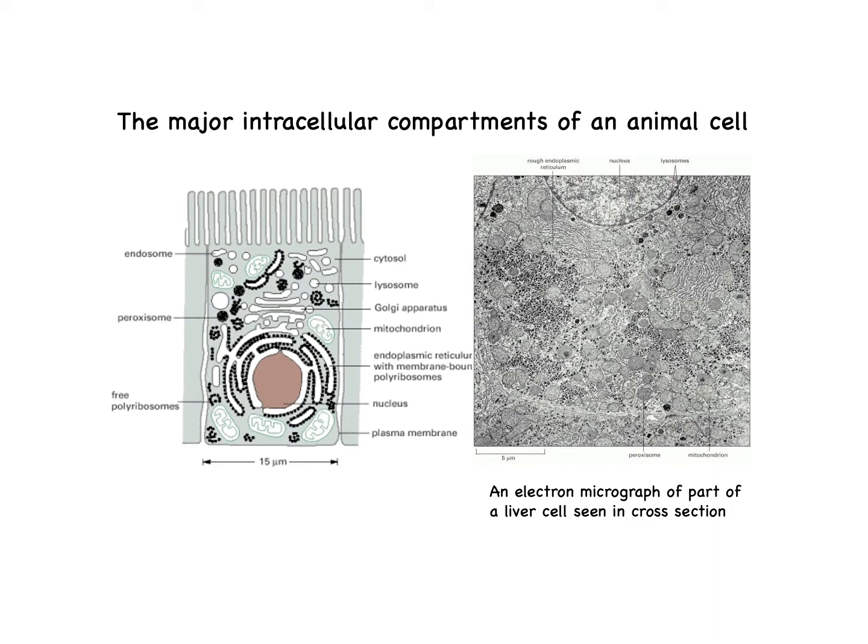Now on the right is an electron micrograph of a cell, and we see some of these organelles. At the top, we see half of the nucleus. These dark spots are lysosomes. We see some mitochondria, as well as some other organelles.